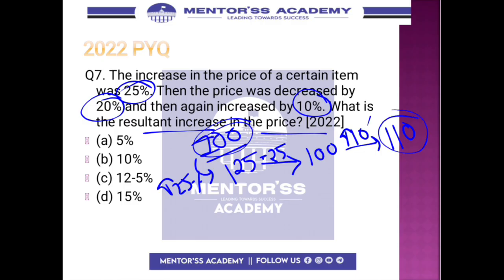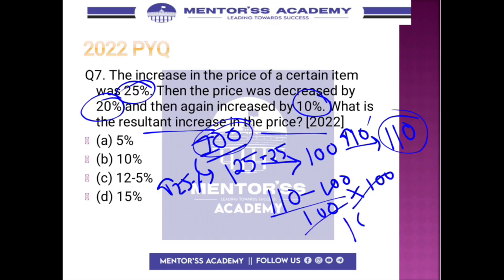So the initial price is 100, the final price is 110. Let's see what's the net gain or loss. That would be final value minus initial value, by initial value, into 100. You've seen this already. That would be 10%. It's a gain of 10%, so it's a profit. 10% is the answer.